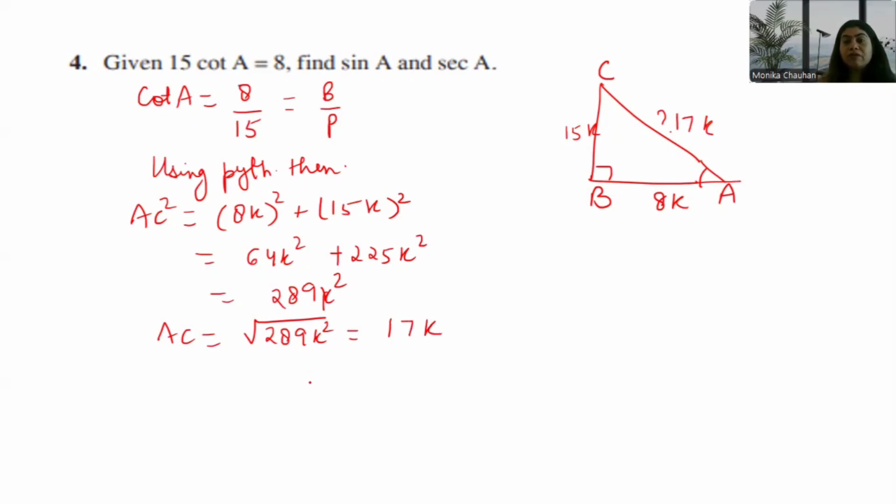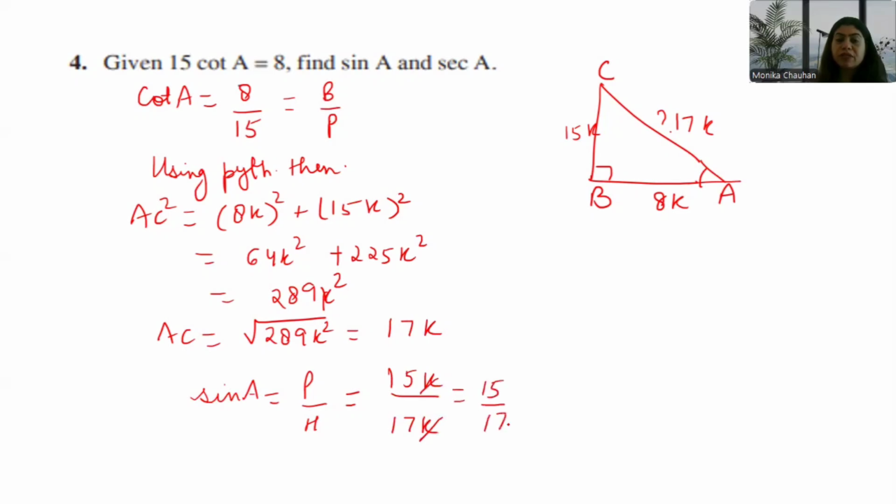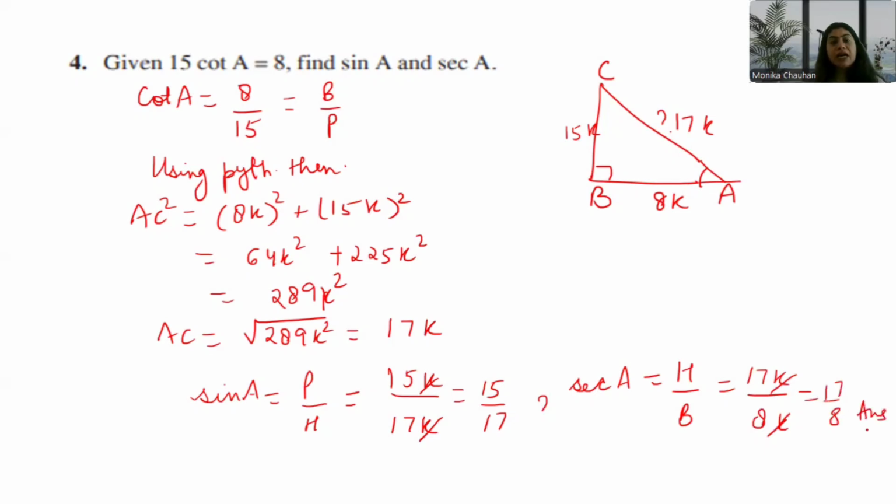Now I have got all the values. I have to calculate sine A for this. Sine A means perpendicular upon hypotenuse. Again, perpendicular is 15K and hypotenuse we have just calculated, which is 17K. So the answer is 15 upon 17. And for sec A, which is the reciprocal of cos, cos is base upon hypotenuse, so sec is hypotenuse upon base. Hypotenuse is 17K upon 8K, which is 17 upon 8. That's my answer. I think whatever we have calculated so far, you've understood.